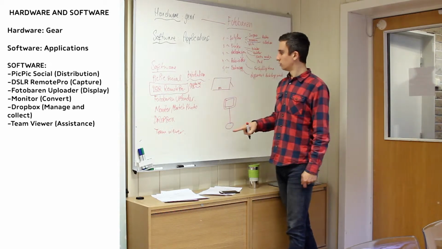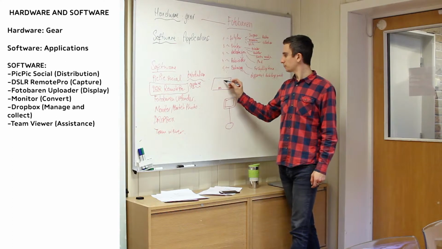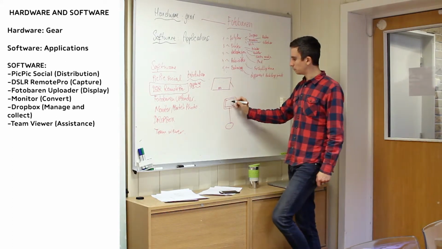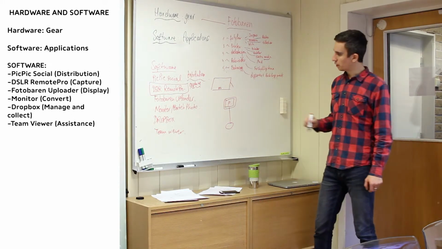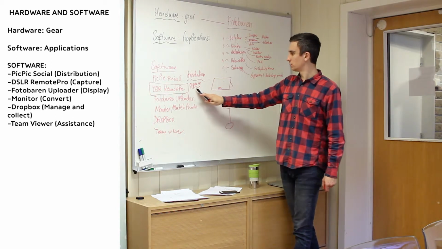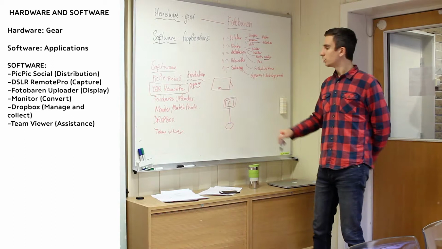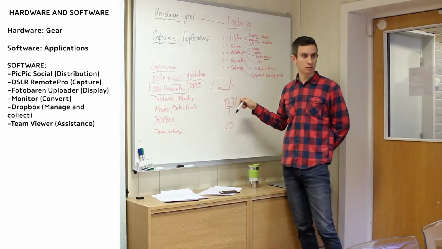And PicPic Social is installed on this Surface as a program, and it runs one part here that communicates with an app that is here. And those two talk together at all times. If a new photo is captured by DSLR Mode Pro, PicPic Social finds the new image and uploads it to a server which this iPad can fetch the images from.